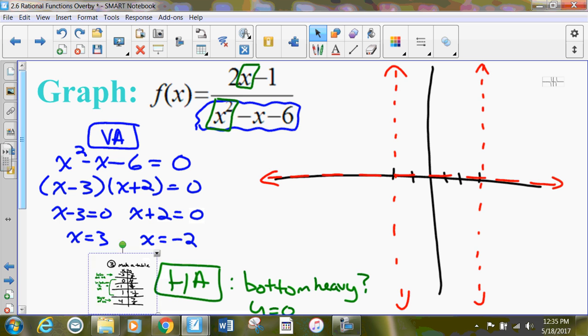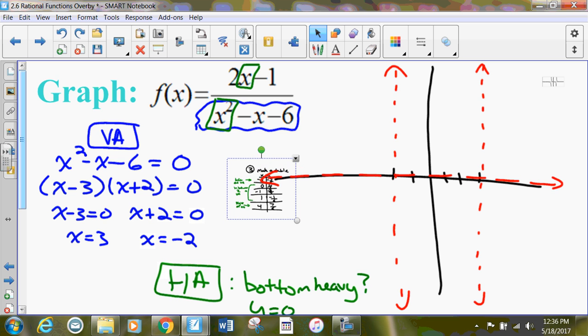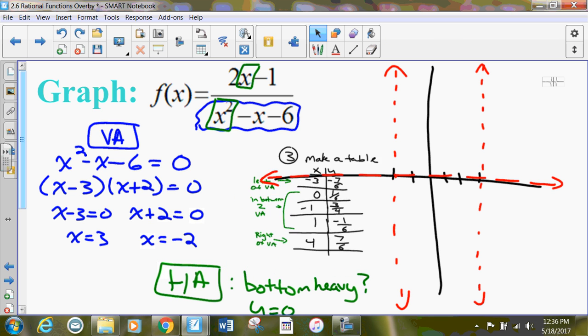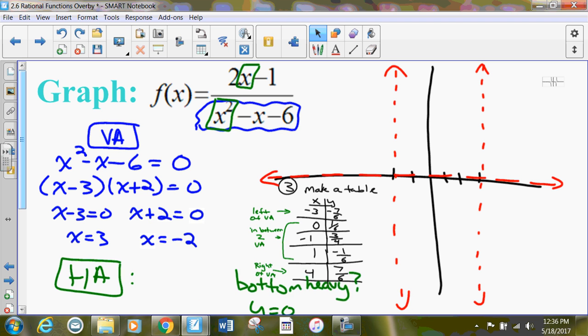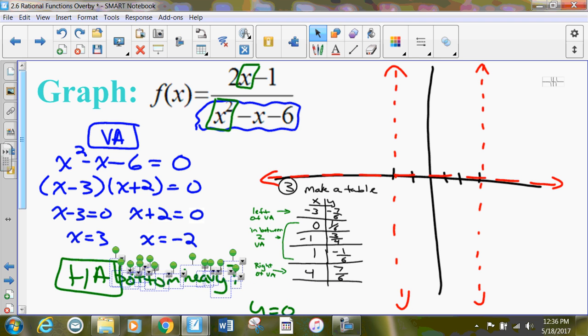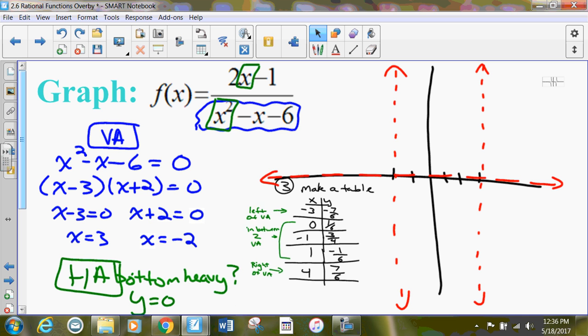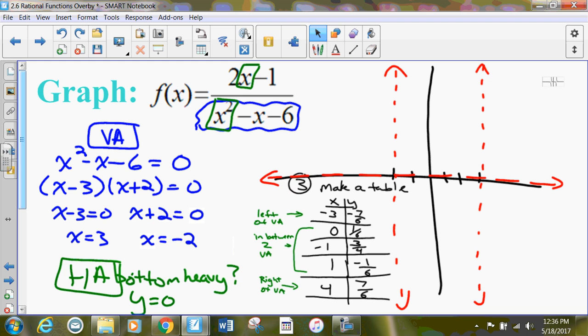And so to make it quicker, I went ahead and copied the table that I used, so I didn't have to remake it. So I'm going to move this. Yes, we know it's bottom heavy. Yes, we know where our horizontal asymptote is. If I make this a little bit bigger, can you guys see it? All right, so I made a table.